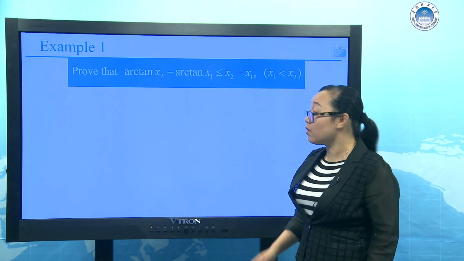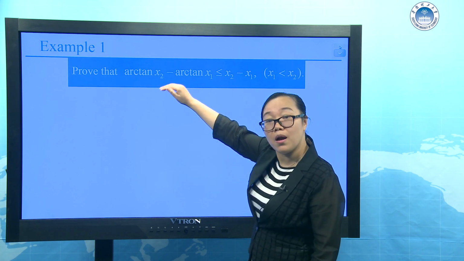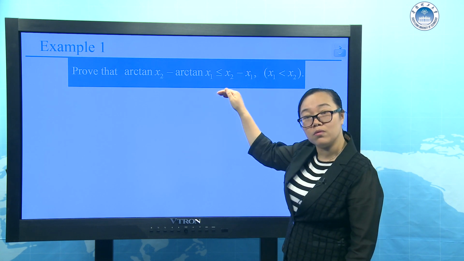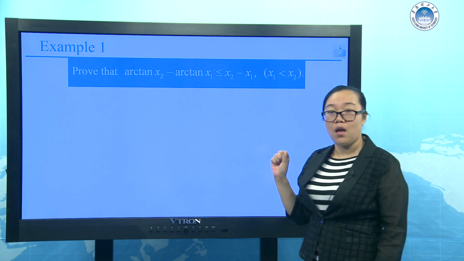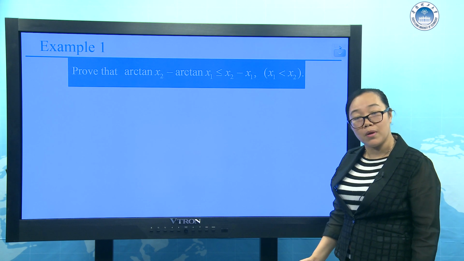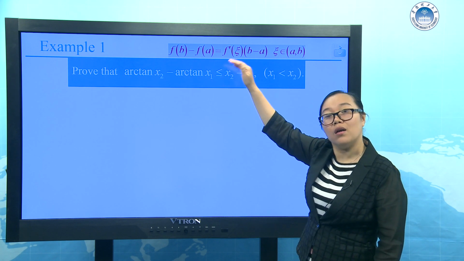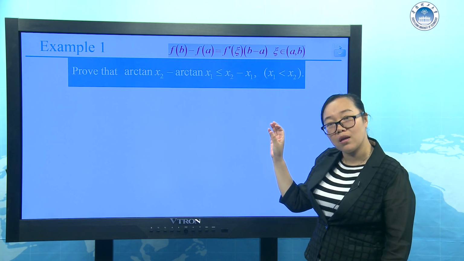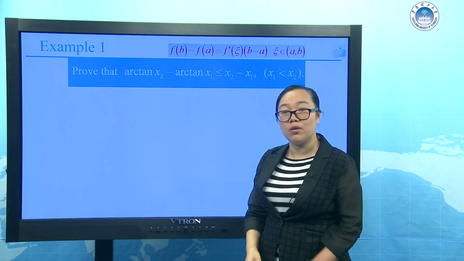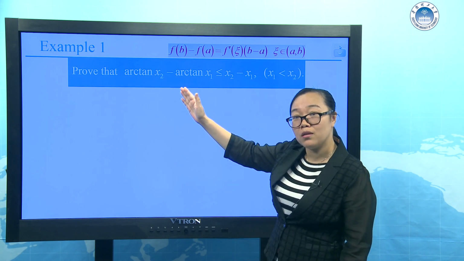We can prove some questions. Now look at the question. Prove that arctan x2 minus arctan x1 is less than or equal to x2 minus x1, with x1 and x2 satisfying this condition. How to apply it? Do you remember the basic formula: f(b) minus f(a) equals f'(ξ) times (b minus a)? So you have some idea between a, b, x1 and x2. Think about it in your mind.